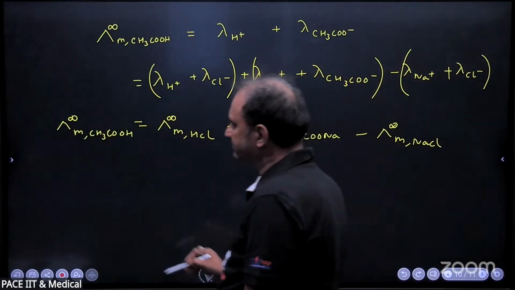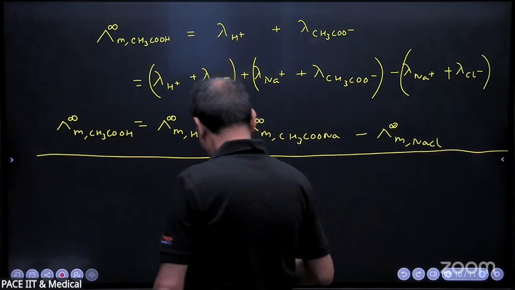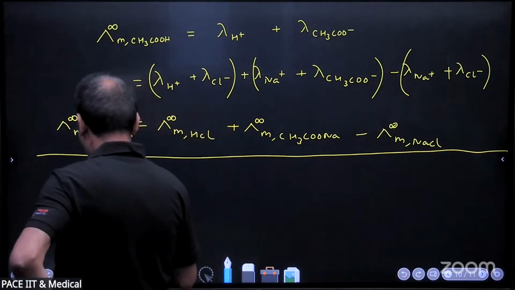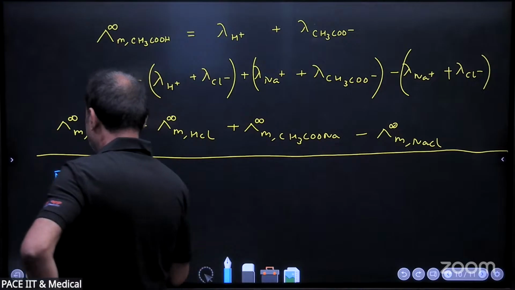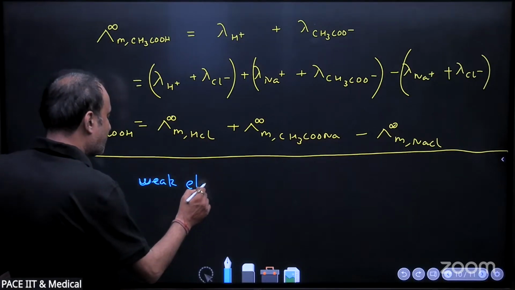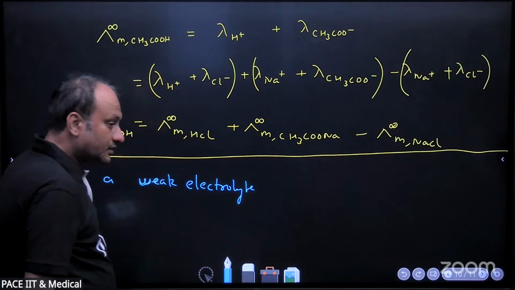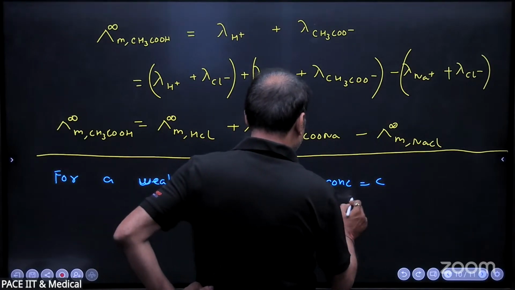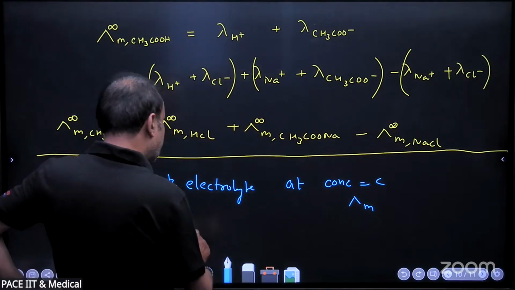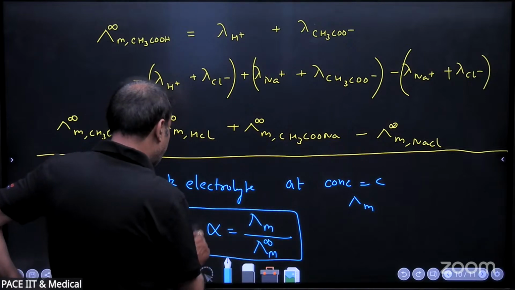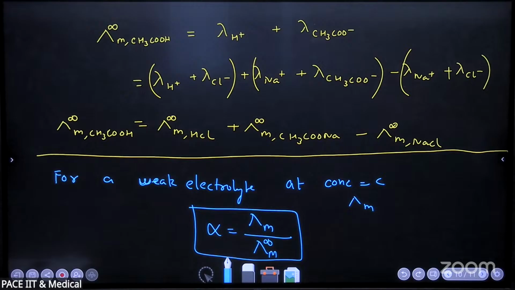And here also one more thing we can write. One more expression we can use. For a weak electrolyte, let's say when its concentration is some C, and at that concentration, molar conductance is lambda m. So alpha at this concentration, degree of dissociation, is given as lambda m by lambda m infinity. Because at infinite dilution, you know, alpha is going to be 1.